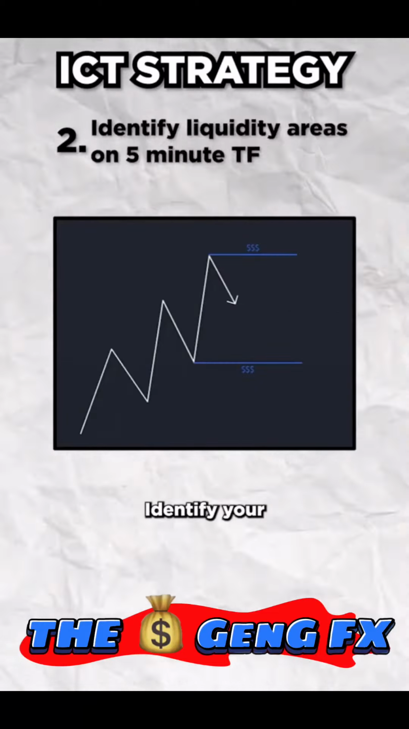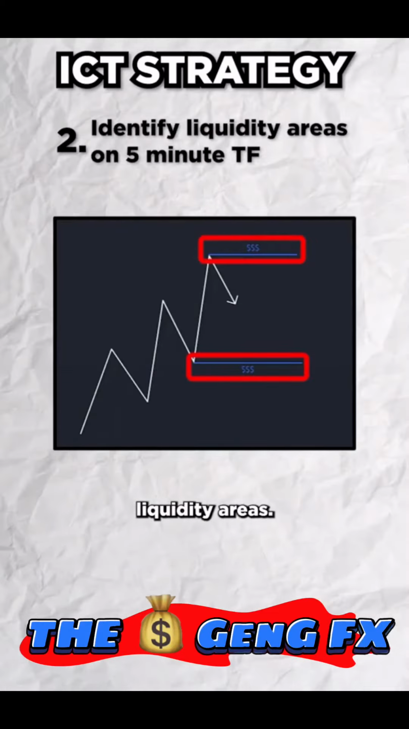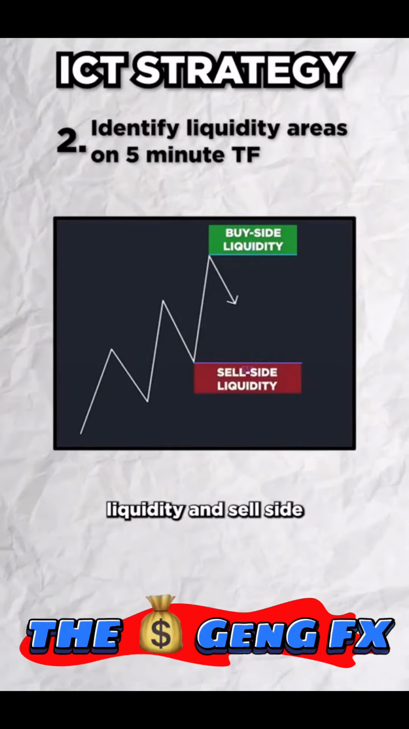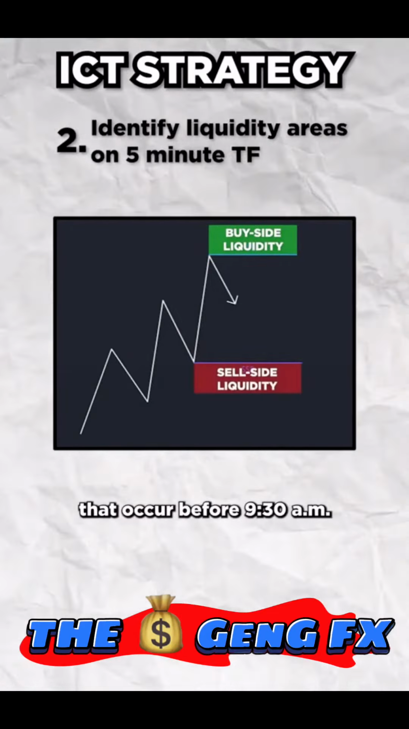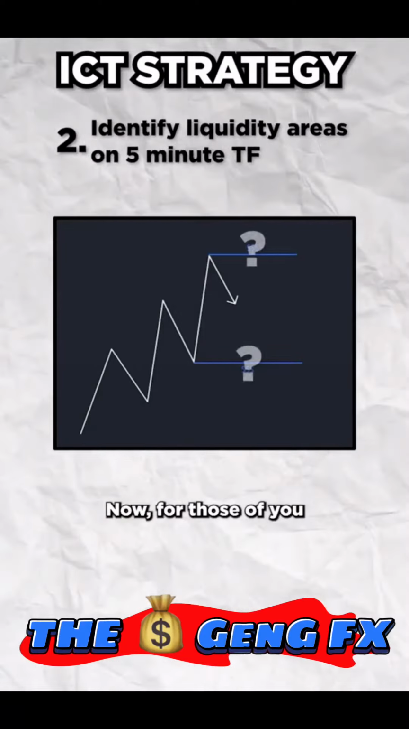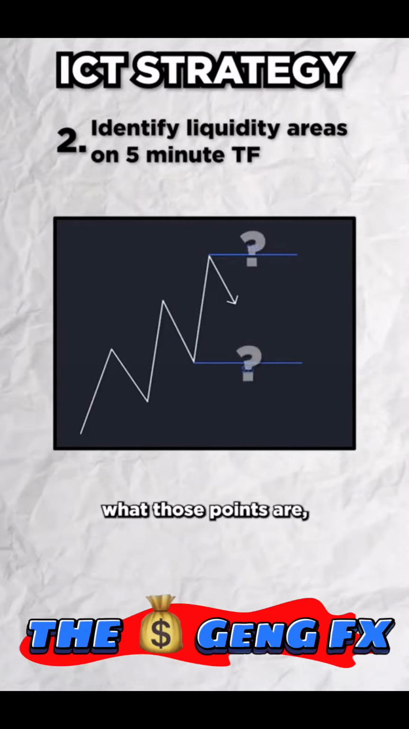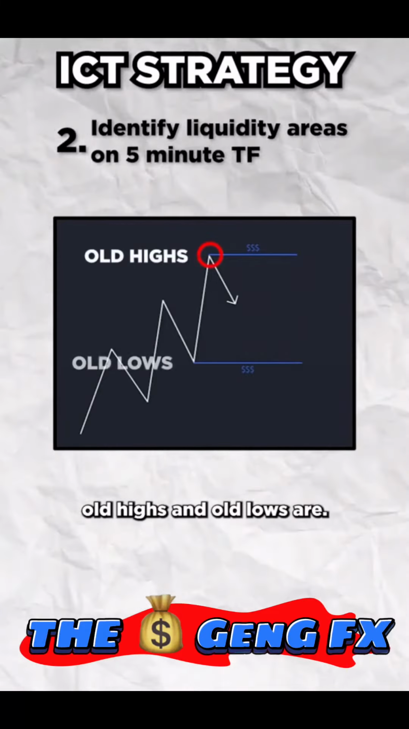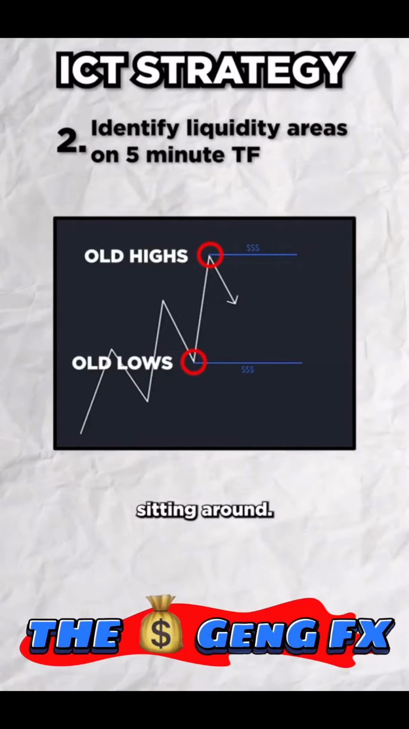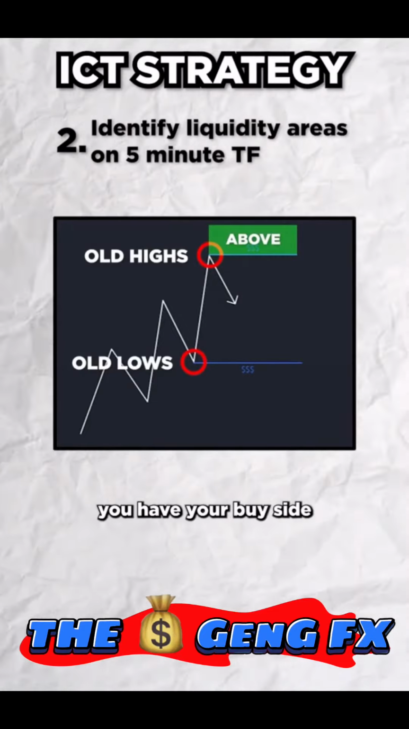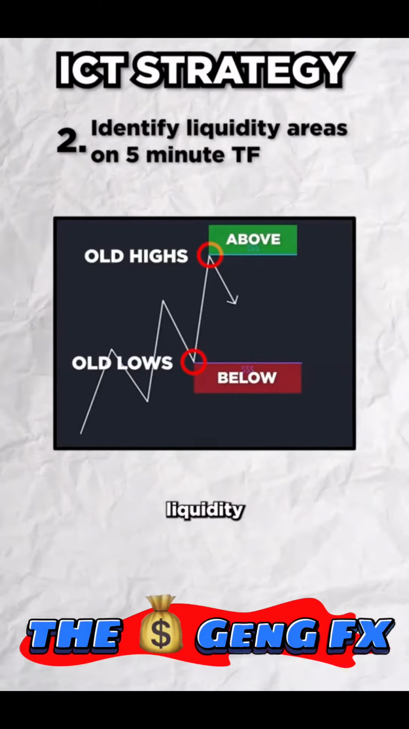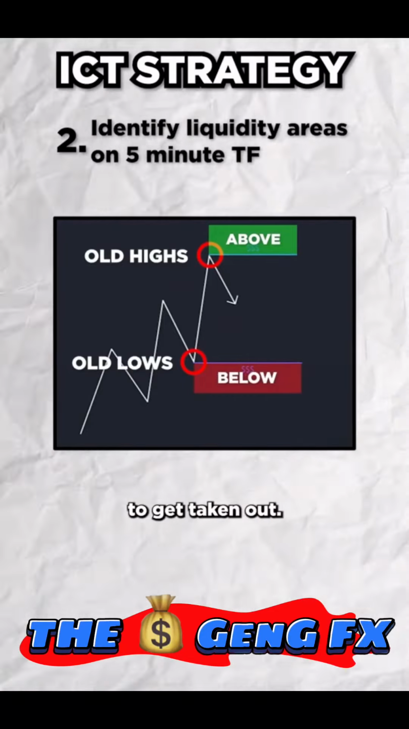Step 2. Identify your liquidity areas. On the 5-minute time frame, mark out your buy-side liquidity and sell-side liquidity swing points that occur before 9:30 a.m. EST. Now, for those of you who are wondering what those points are, they are basically where old highs and old lows are. These are where there is liquidity sitting around. Above the old highs, you have your buy-side liquidity, and below the old lows, you have your sell-side liquidity, both waiting to get taken out.